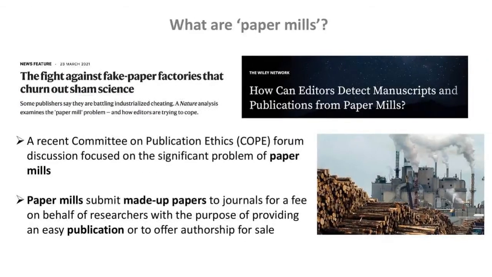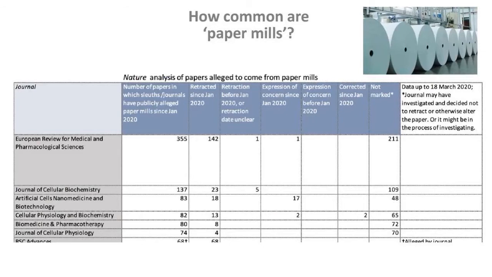In reality, of course, somebody else's name would always come first, and so the paper would always be cited in a certain way. Also, I highlight for you the huge issue now that we face in the publishing industry with paper mills. A recent Committee on Publication Ethics forum discussion focused on the significant problem of paper mills. This is where made-up papers get submitted to journals for a fee on behalf of researchers with the purpose of providing an easy publication or to offer authorship for sale. So something else to be aware of in terms of ethics in research, because paper mills are actually quite common. As you can see here, lots of papers in this Nature analysis of articles alleged to have come from paper mills. So people are doing it. It's available out there.